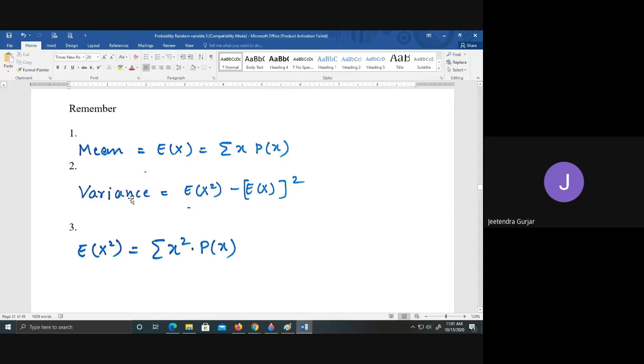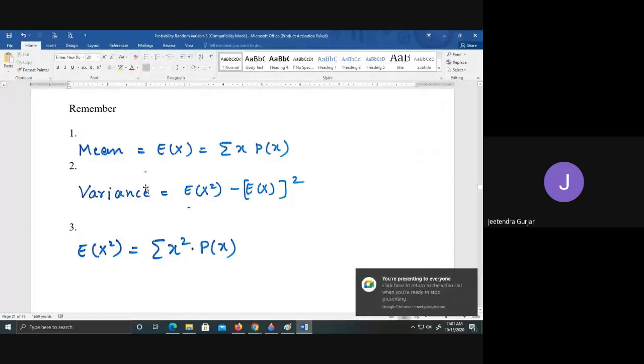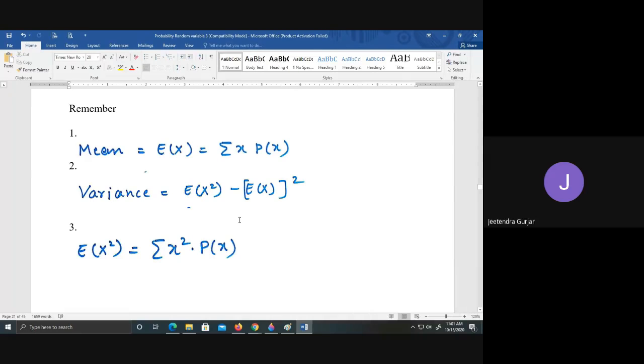Similarly, variance. Kirti, can you tell me what variance is denoted by? I think she is busy. Muzammil, can you tell me what variance is denoted by? You have to remember, students, it is sigma square. Sigma square is equal to E of x square minus E of x the whole square.